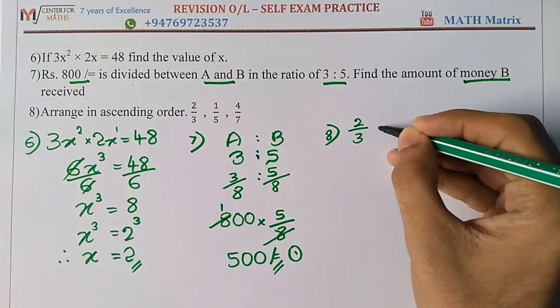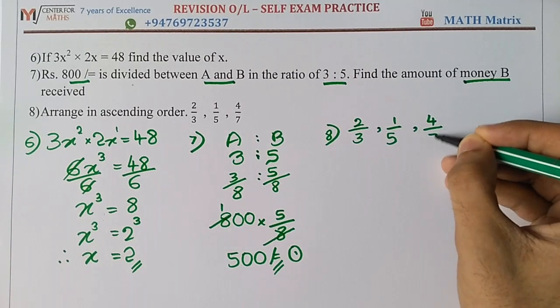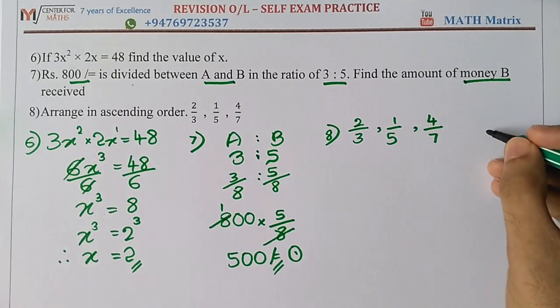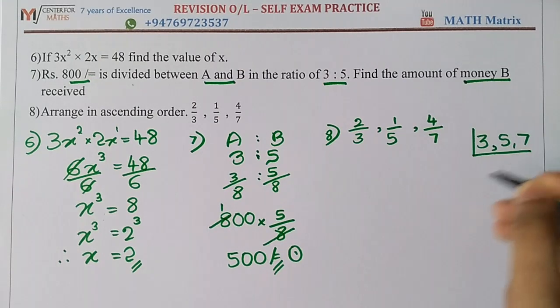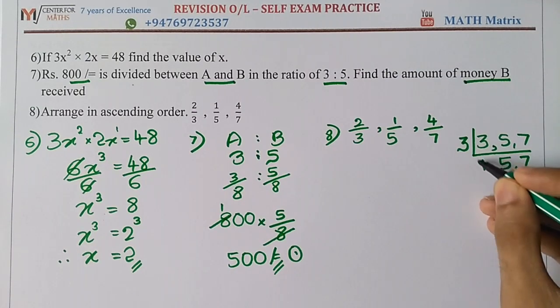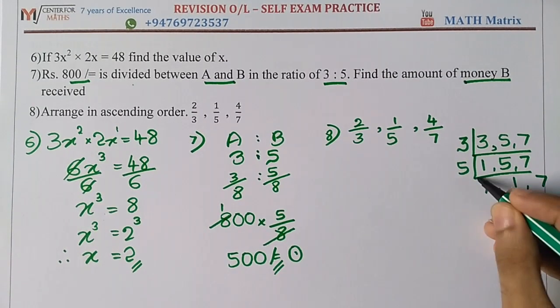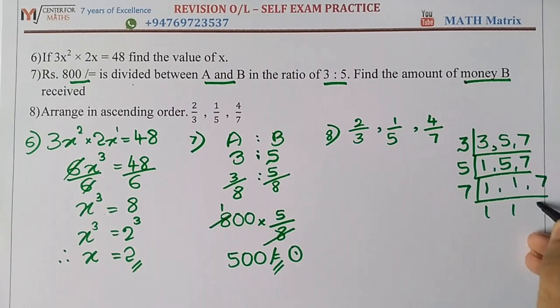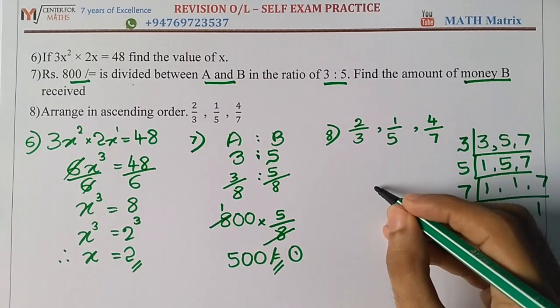2/3. And the next one, 1/5. And the last, 4/7. So first of all, we have to find the LCM of these 3, 5 and 7. Yes. Is there any common factor? No. So we'll divide by 3. 3 is a prime factor. 5 and 7. Again, 5 is a prime factor. 1, 1, 7. And finally, we'll divide by 7. 1, 1, 1. So 7 5s are 35. 35 3s are 105.